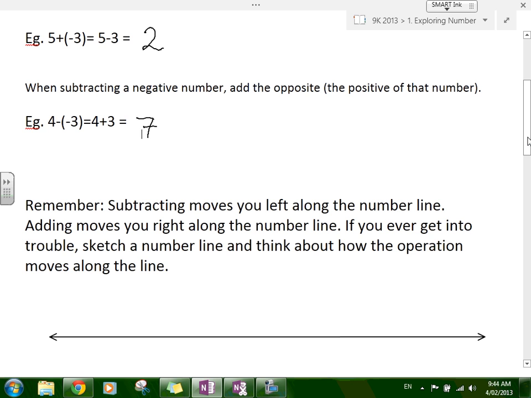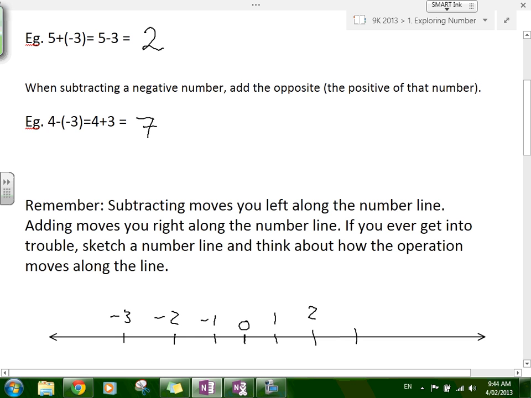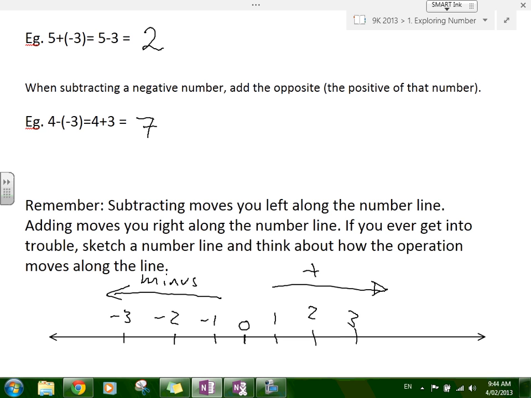When you're subtracting, you're moving back. So let's imagine we're just going to put some values here. That's 0, minus 1, minus 2, minus 3, and 1, 2, 3. When you subtract something, you're moving left, becoming more negative. This is minus. And if you're adding something, you're moving right. That's addition, plus. So moving right when you're adding things, moving left when you're subtracting. Make sure that if you ever get into trouble, you remember these things.